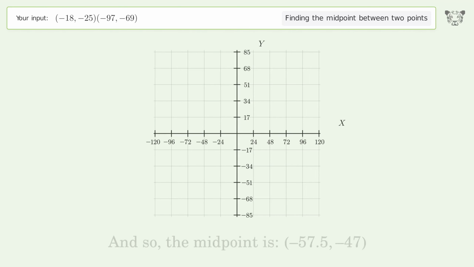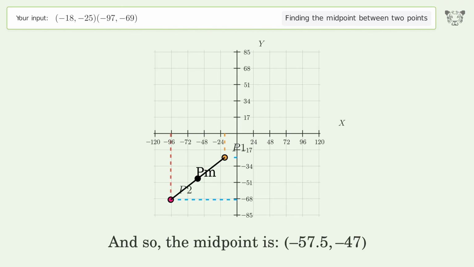And so, the midpoint is negative 57.5, negative 47.